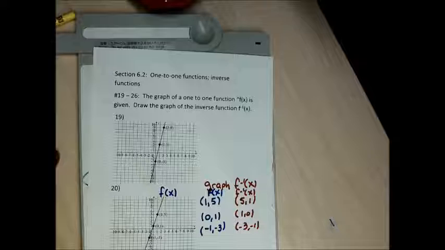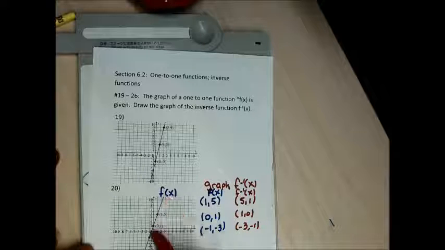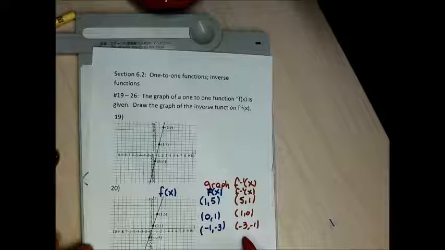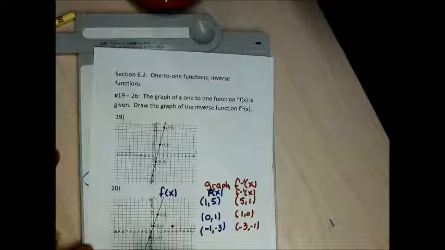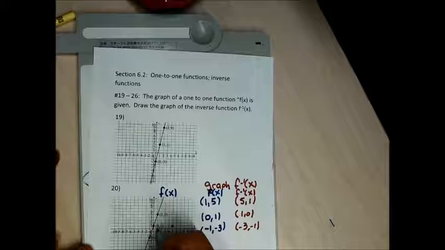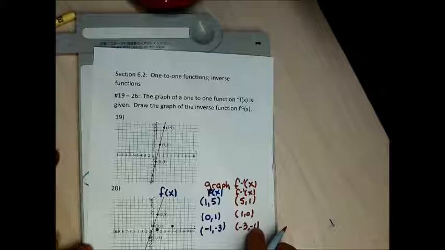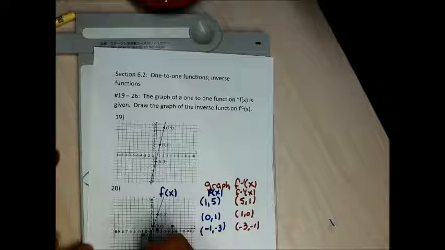So what I'm going to do to graph the inverse is I'm going to take any point that I'm giving you on the graph that I'm creating the inverse from, and I'm going to flip its points, and then I'm going to plot those points. So first I'm going to plot the point (5, 1), then I'm going to plot the point (1, 0), and then I'm going to plot the point (-3, -1).